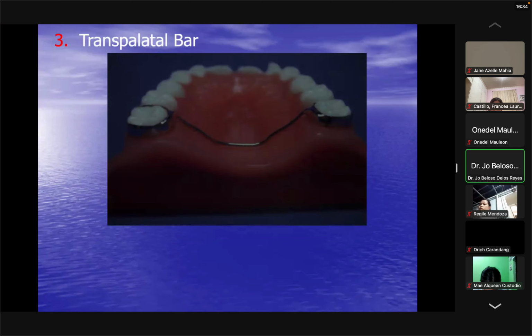Hindi naman kayo magkakamali. Tatandaan nyo lang, ang tawag dito, transpalatal kasi yung wire niya ay nagdumaan sa ibabaw ng lingual area ng upper. With the word palatal, ibig sabihin nasa palate area siya. So, hindi pwedeng magkaroon ng transpalatal bar sa mandibular, ha? Tandaan nyo yun.